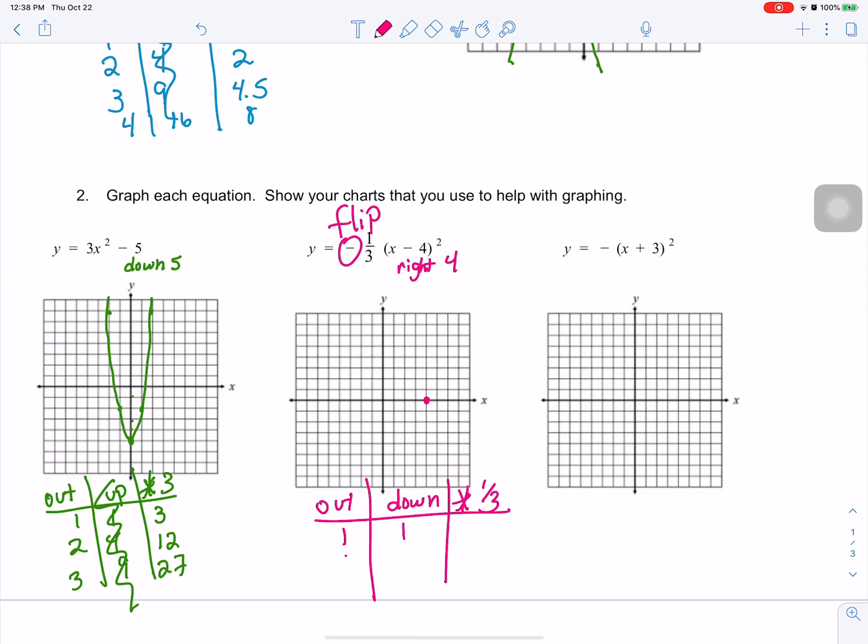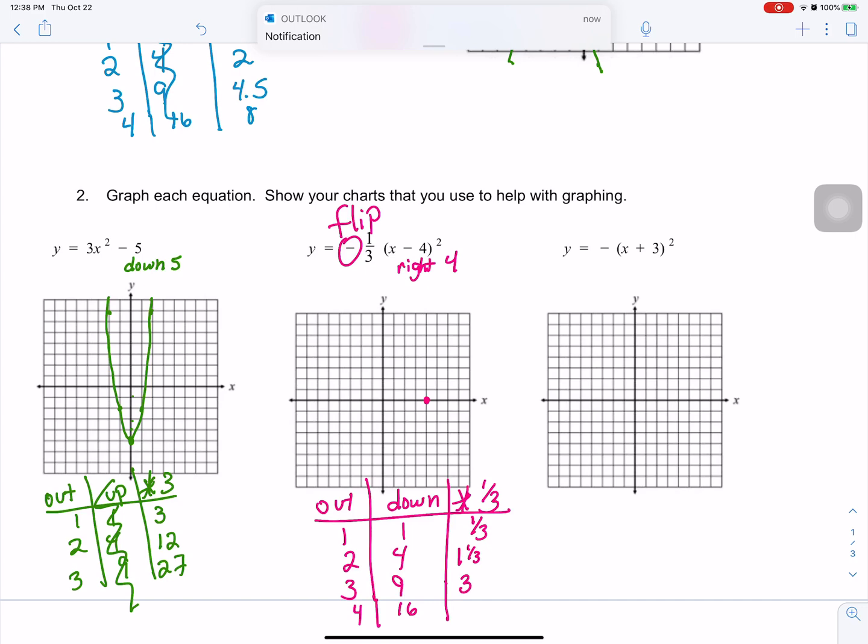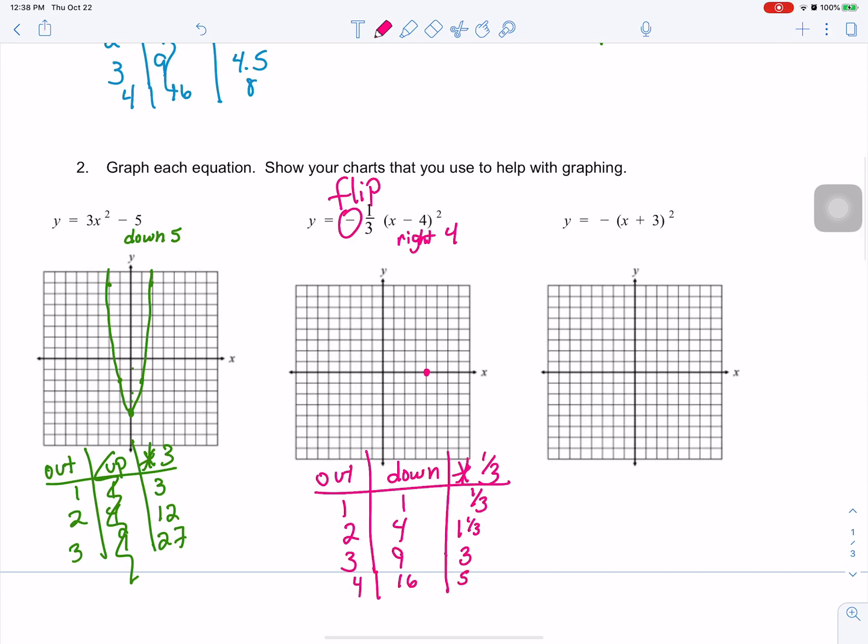So 1, 1, 2, 4, 3, 9. We might need our 4, 16. So we're going to have 1 times 1/3 would be 1/3. 4 times 1/3, which would be 4/3 or 1 1/3. 9 times 1/3 is going to be 3. 16 times 1/3 is going to be 5 1/3. We may have to grab another one. We're just going to cross off that piece here.